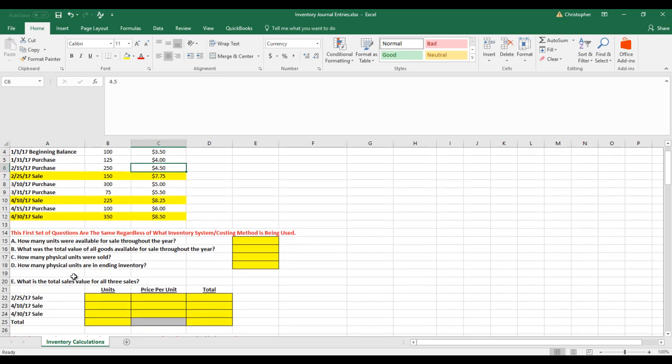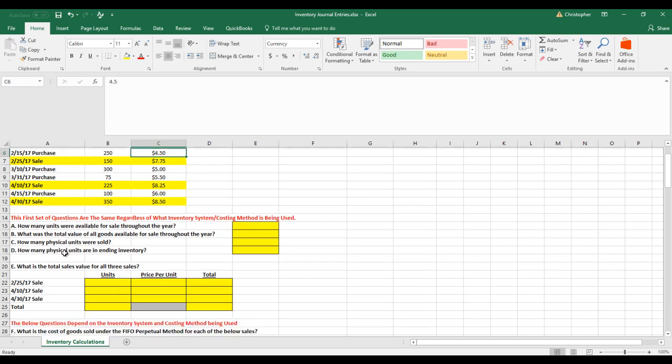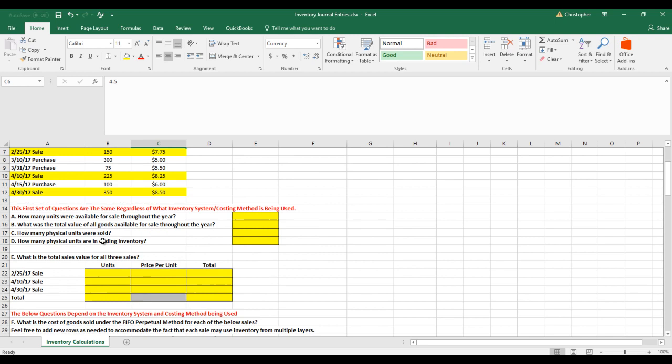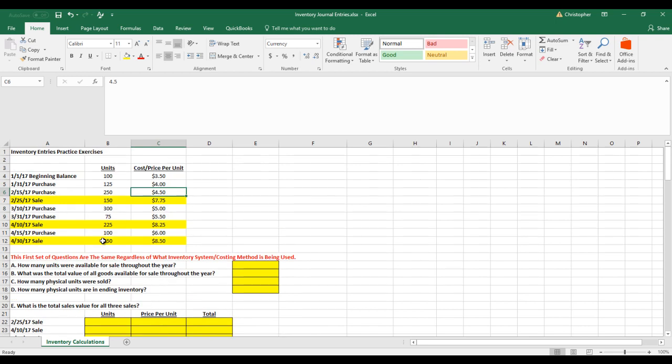So we're going to answer a few questions that don't relate to what method is used, FIFO, LIFO, weighted average, anything like that. And then we're going to go through a variety of questions that do matter as far as what method is being used. This is just a template that I've put together. Again, there are a variety of other ways to calculate this. This is the way I like to illustrate it though. So let's go ahead and go through this exercise.